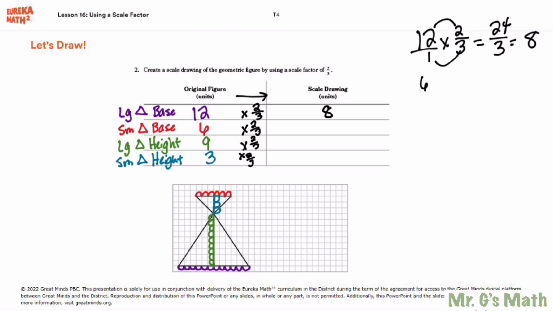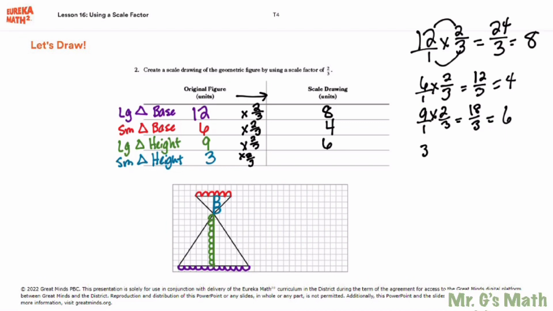So now we're going to go ahead and do 6 times 2/3. All right. So that's equal to 4. And then we're going to go ahead and do 9 times 2/3. And that one's equal to 6. And then the last one we'll do 3 times 2/3. And that gives us 2.